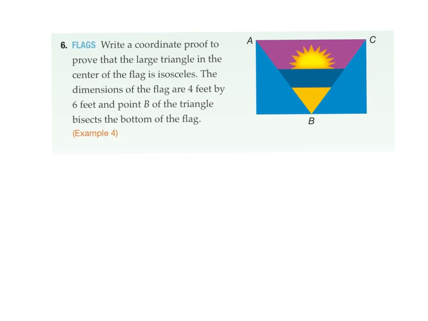Okay, so let's start you off on question number 6, and again look at what you've got. It says the flag is 4 feet by 6 feet, so you know that this is 4 feet here, this is 6 feet up here. What does it tell you? Point B bisects the bottom of the flag, so you know that this is congruent to that. You know that this is 4 feet also, so these two must also be congruent. So each of these are 3.